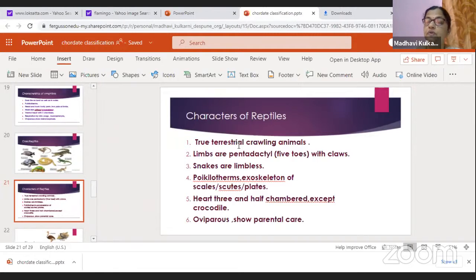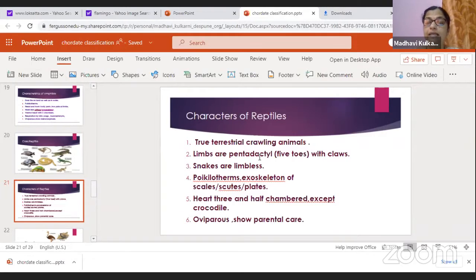Because the crocodile is living in the water, but a female crocodile will always come out of the water or the river onto the river bank to lay eggs, because these eggs are shelled ones, and within that shelled egg the development of the young one or the embryo takes place. So they hatch out by breaking the shell. So they are the true terrestrial, and most of them are found on the land. So they are the true terrestrial and crawling animals.